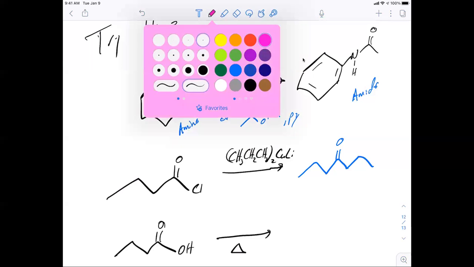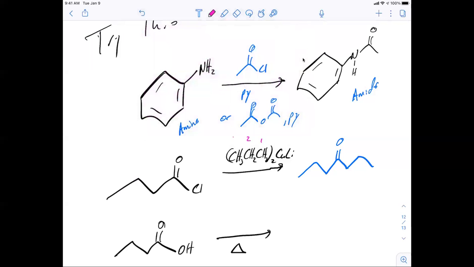So let's pick a different color. So here's 1, 2, 3. Here is 1, 2, and 3. Okay. So wherever the carbon is attached to the copper, that's where I'm going to attach it to the carbonyl. More or less, I'm just replacing the chloride with that carbon.